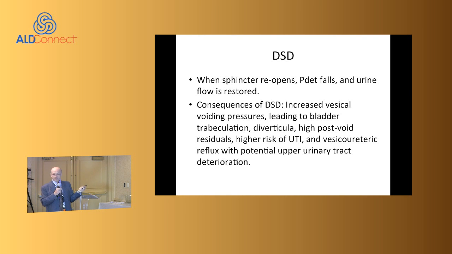The consequences are increased intravesical voiding pressures, which can lead to bladder trabeculation, which is hypertrophy. Bladder trabeculation is the same thing as what happens to the heart as it tries to contract against hypertension or against an aortic valve that's causing blockage. It also leads to formation of saccules or diverticula, high residuals in the bladder because you don't empty fully, higher risk of urinary tract infection, and then a pop-off valve.